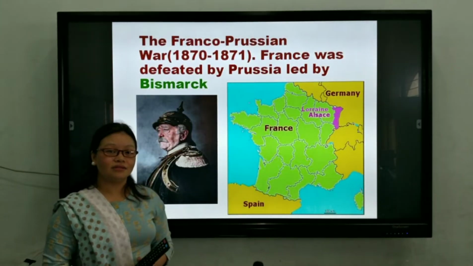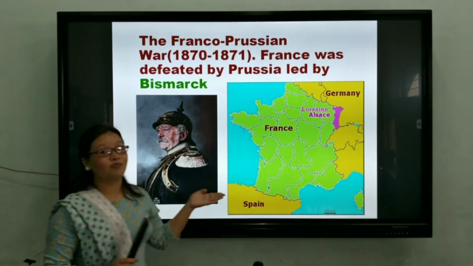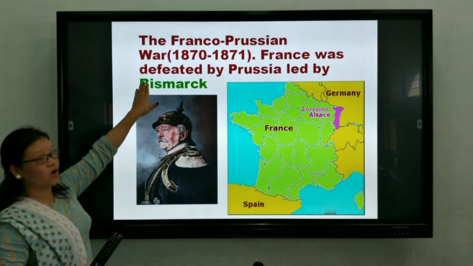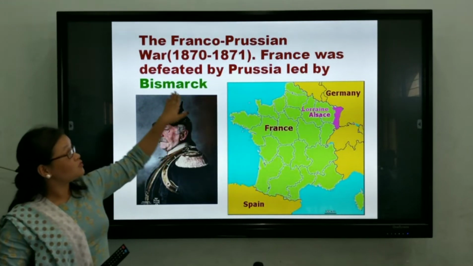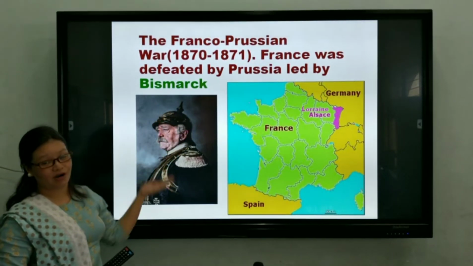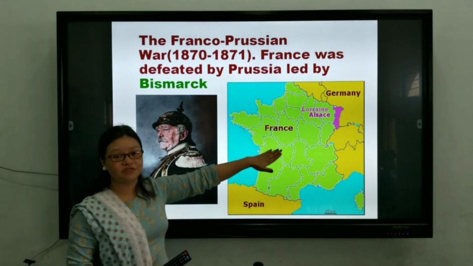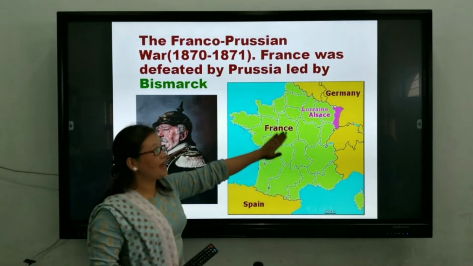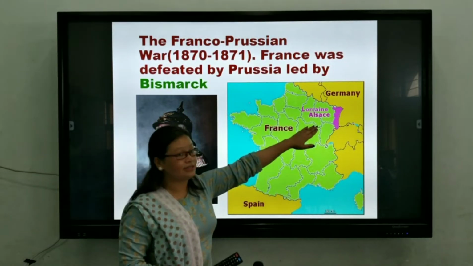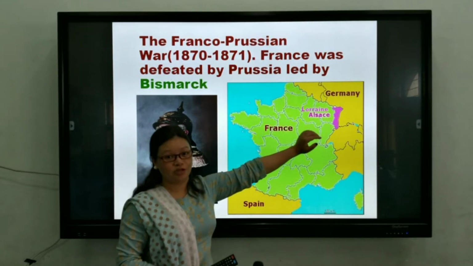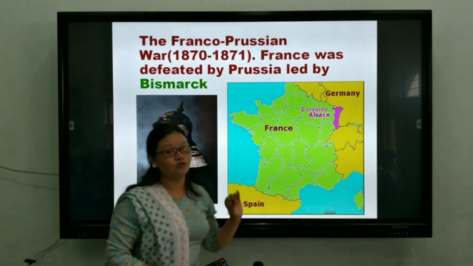Before we begin the main chapter, I would like to give you the background of this story, The Last Lesson. The background is the Franco-Prussian War, which happened in the years 1870 to 71. France was defeated by Prussia, led by Bismarck. Here you see in the image Bismarck, and during the war, France was defeated by Prussia, and the two districts of France, as you see in the map, Lorraine and Alsace, had to be handed over to Germany. From then on, the two districts of France belonged to Germany.